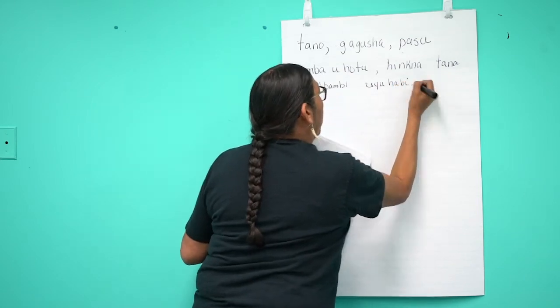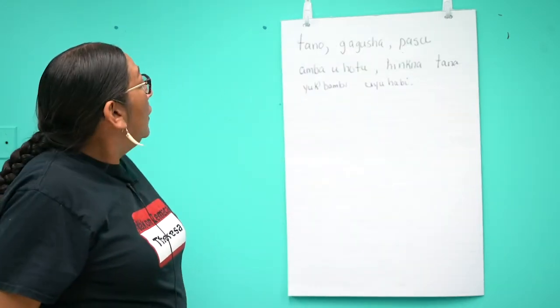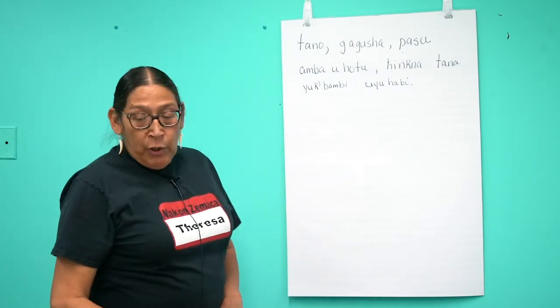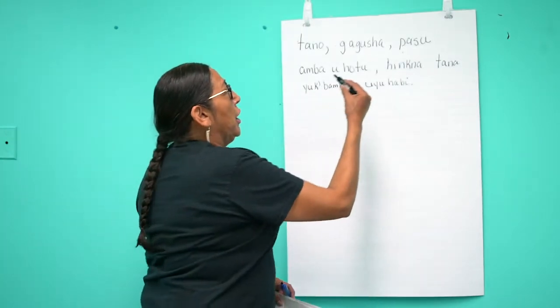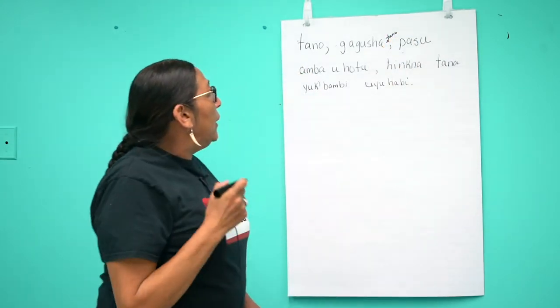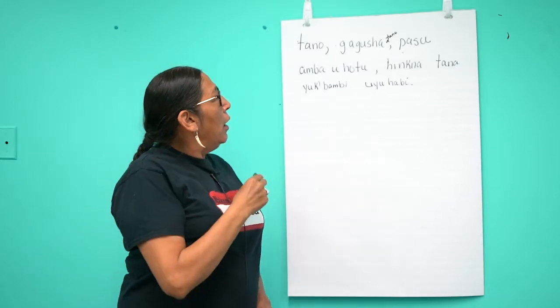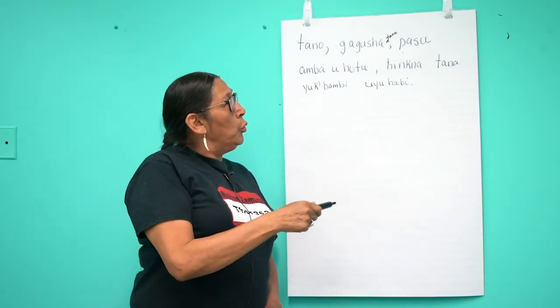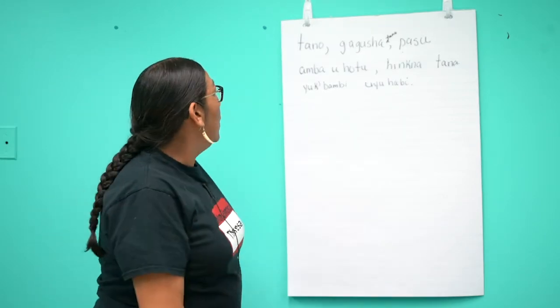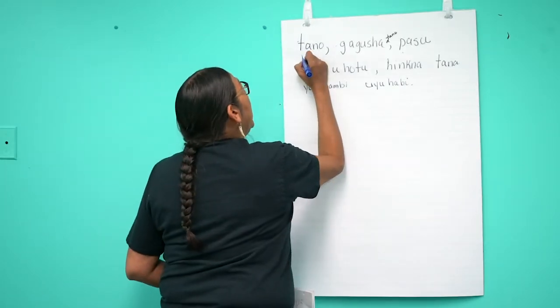Tano, gagusha. I would also probably put gagusha. I would put tano in here as well. But tano, gagusha, pasu, amba, uhotu, hinkna, tano, yukbambi, uyuhabi. So what that translates to is meat.